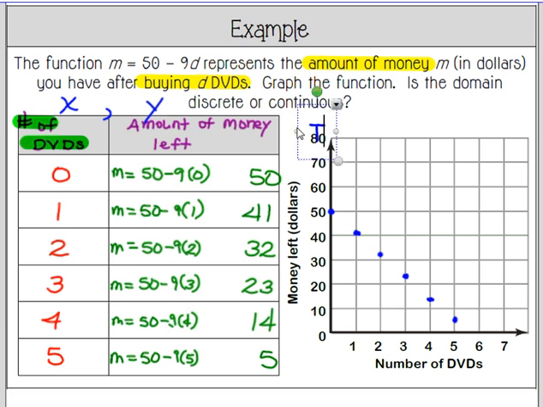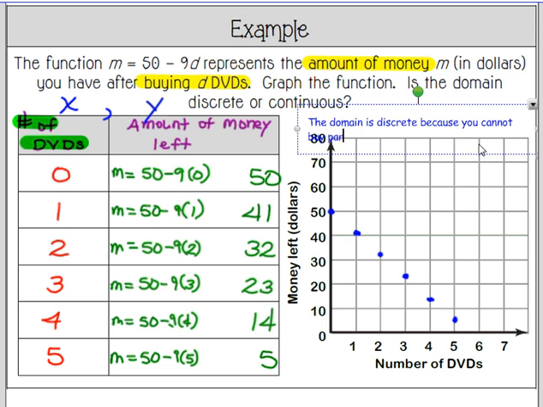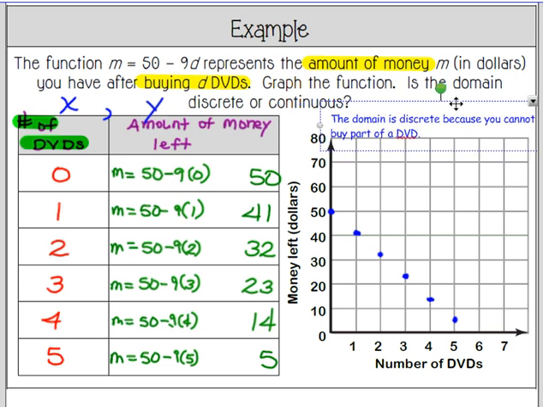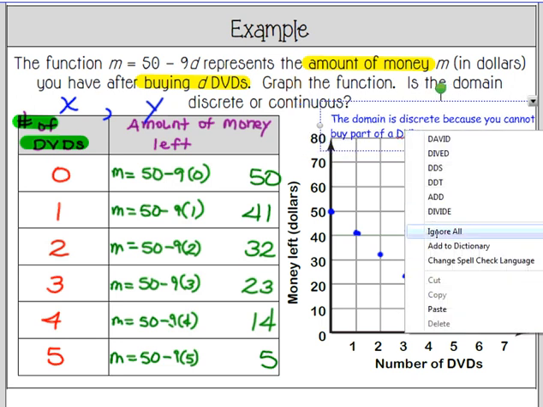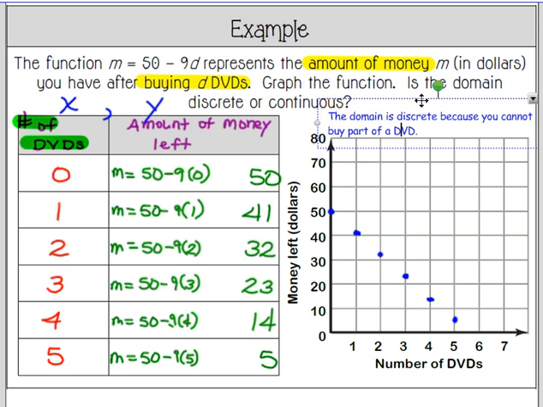And we could say that the domain is discrete because you cannot buy part of a DVD. So the domain is discrete because you cannot buy part of a DVD.